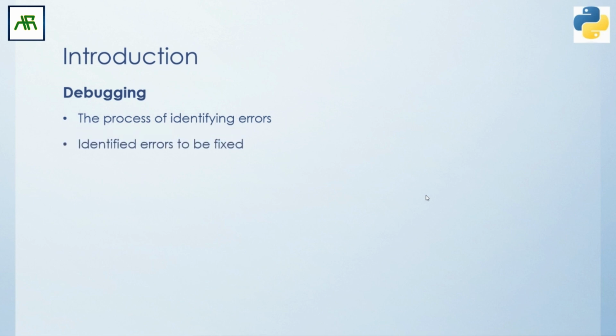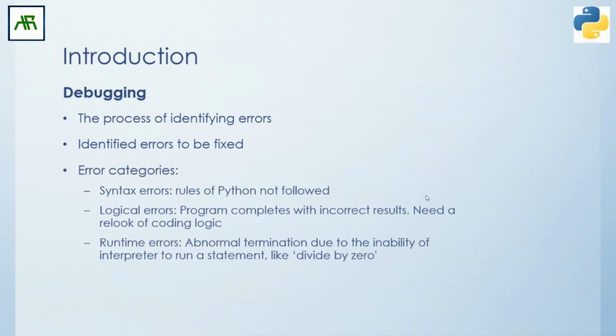Identified errors should be fixed. The idea of creating a program is to make it do something for us, make things easier for us. So if there are errors, it's not going to be very useful. During the process of debugging, we identify the errors, and these errors need to be fixed. At a high level, there are a few error categories.